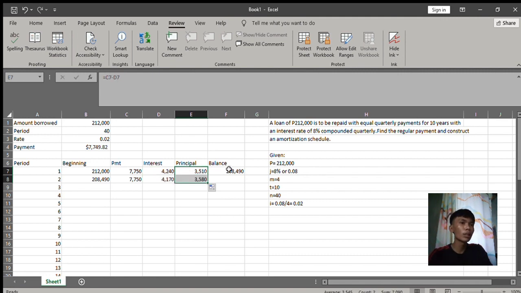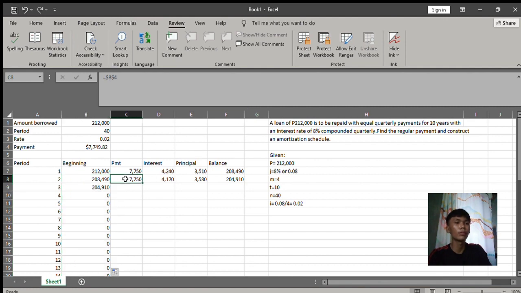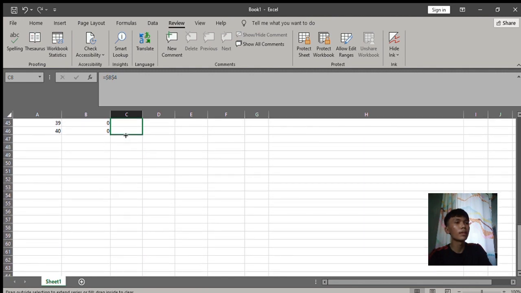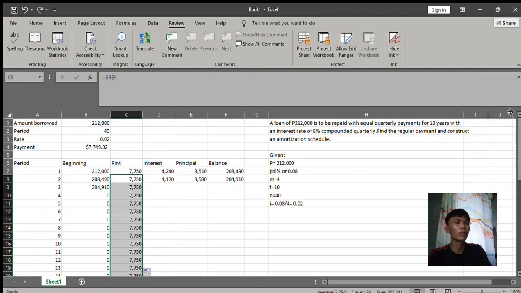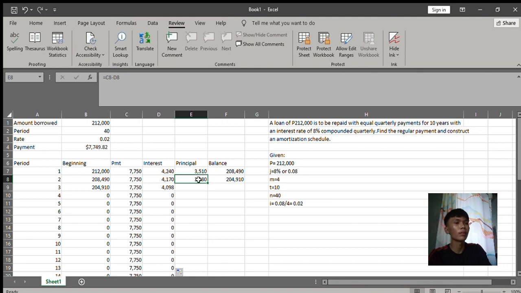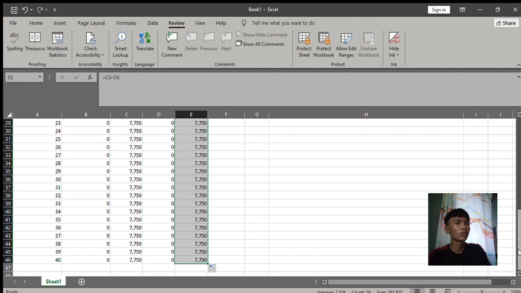Then drag our payment down, also the interest and also the principal and the ending balance. To make it faster, we drag it all down until 40 periods. Drag the payment down to 40 periods, then the interest drag down also, and the principal amount, and lastly the ending balance, drag it down also.